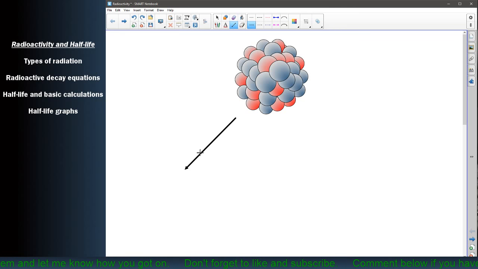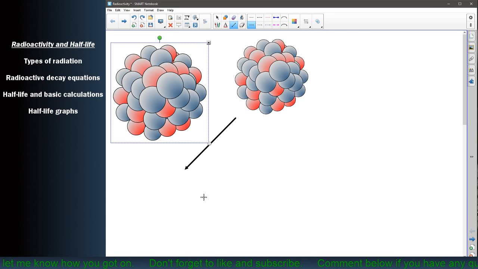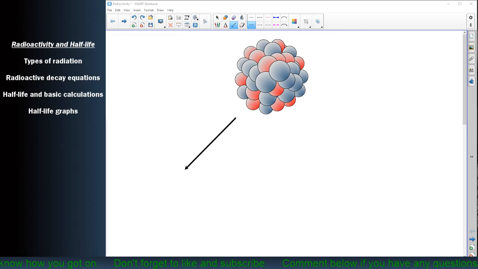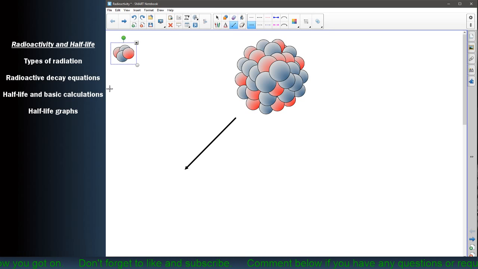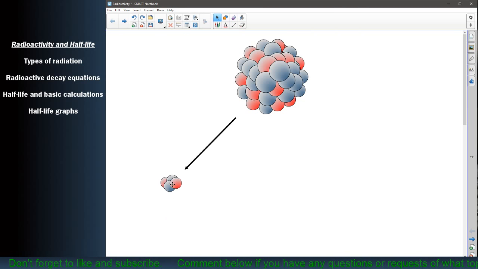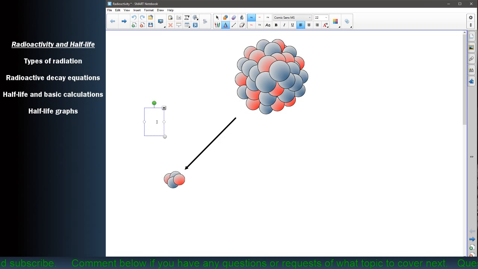And that's because alpha decay is particularly energetically favorable. Whoop, that is the wrong one. Okay, so I need to copy in my little alpha particle if I can grab them. So an alpha particle looks like this. We have two protons and two neutrons being ejected from the nucleus. And we're going to call this alpha decay. So this is alpha decay.